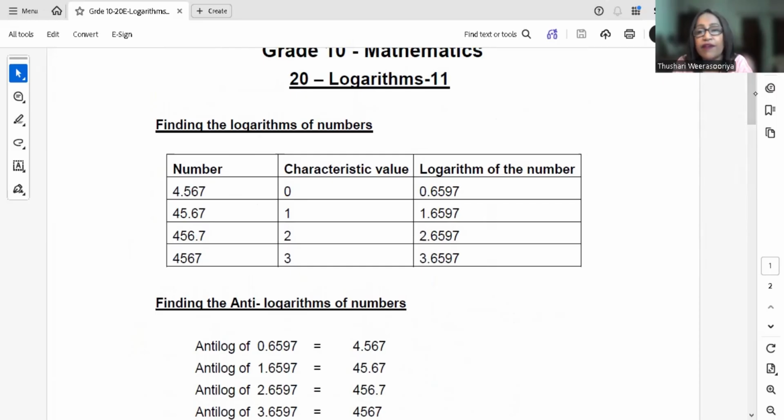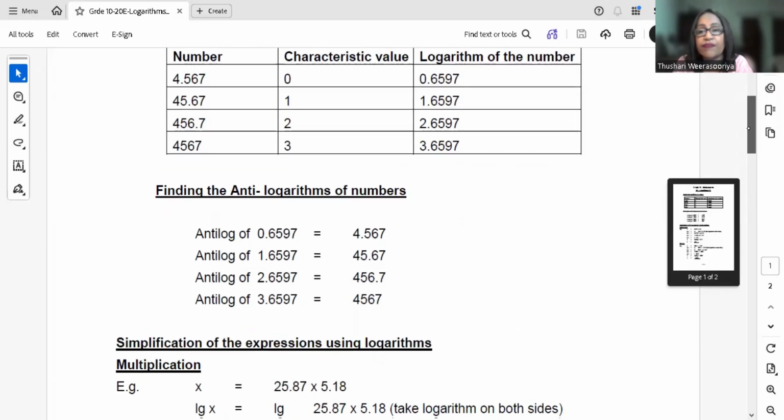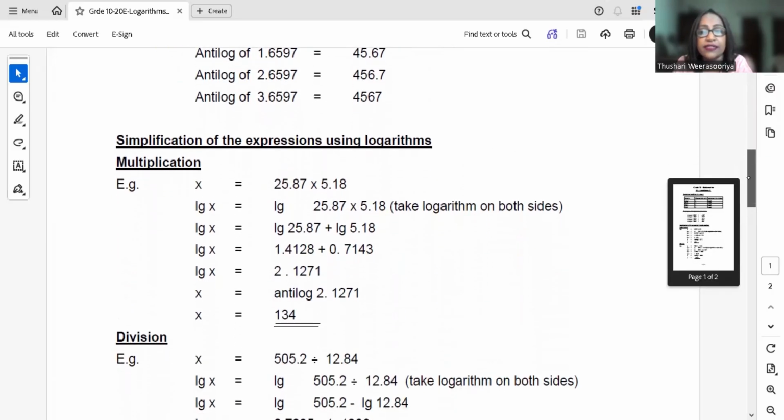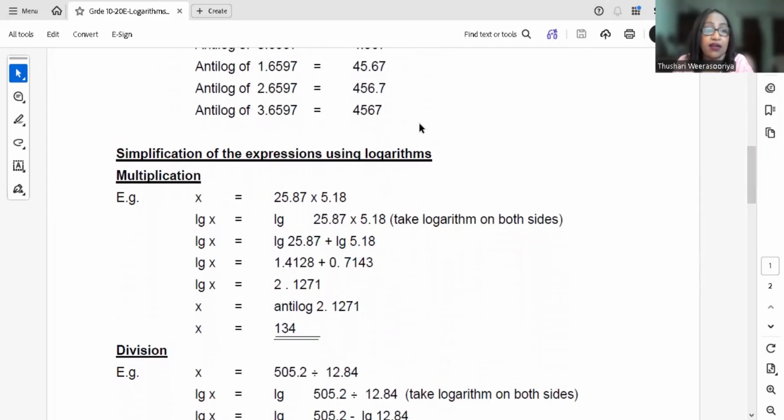And once we find the logarithm, that answer is not the exact answer. That is the rounded-off answer you get. Okay, now keeping that in your mind, we go to the multiplication.